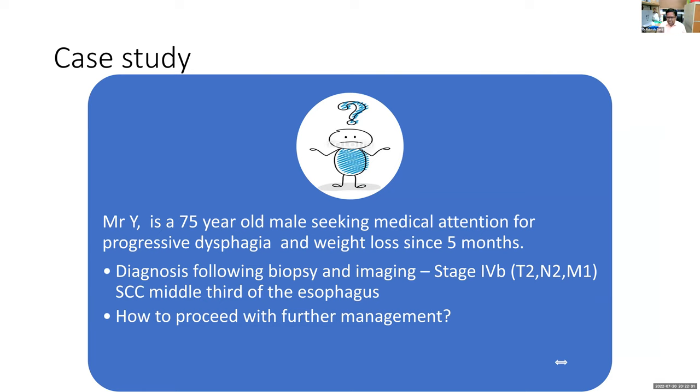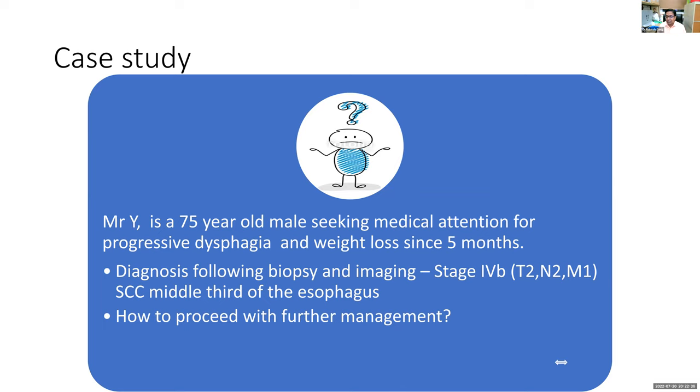And I just put up a last slide because not all patients will be surgically operated. This patient, for example, may be a little unlucky: a 75-year-old male who comes to you with progressive dysphagia and weight loss for 5 months. He has a diagnosis of cancer of the middle third of the esophagus, and it is stage 4B. So how should we go further?